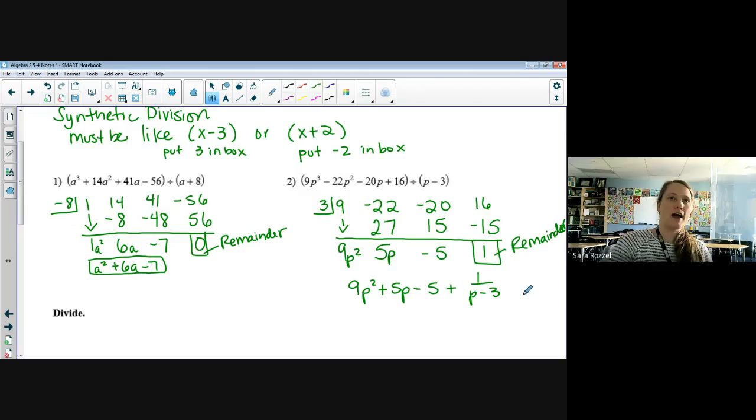And this is how you write your remainder. You can either write remainder 1, or we write it as a fraction. So we put plus whatever the remainder is over whatever we divided by. So that is a remainder. That's what we divided by.